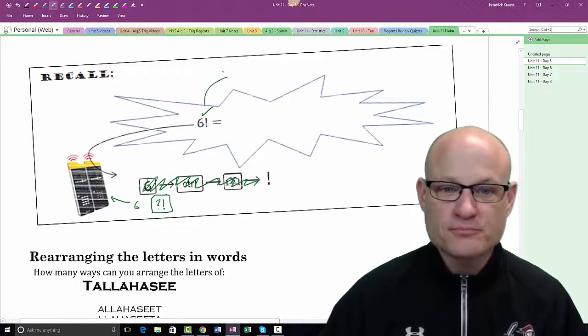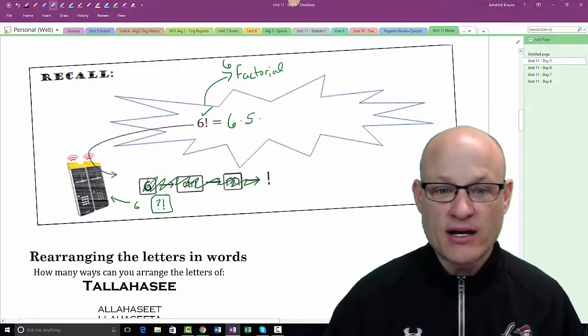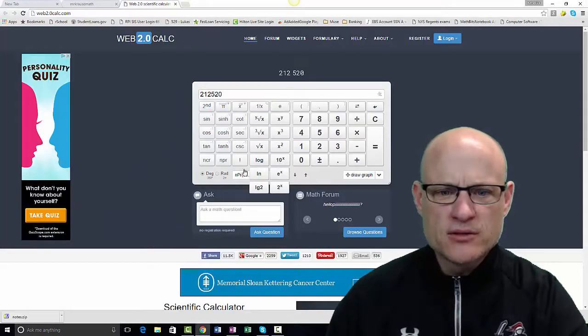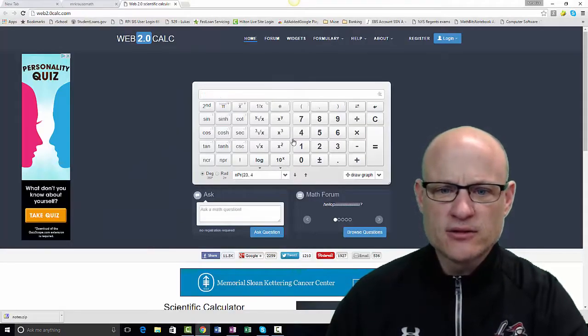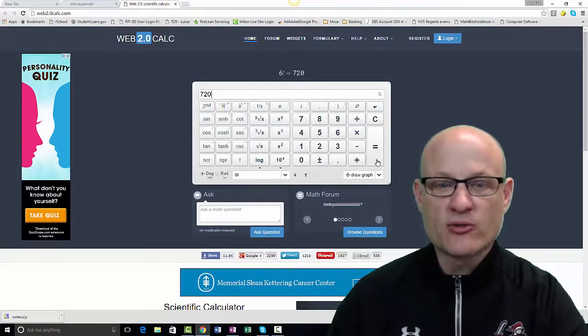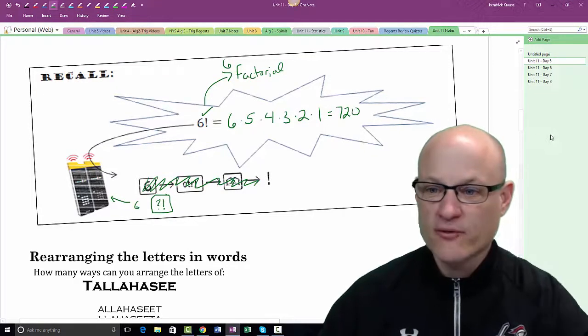So anyway, factorial. This is read 6 factorial. You probably already learned this. What it stands for is 6 times 5 times 4 times 3 times 2 times 1. Hopefully my scientific calculator works for that. I think I got it here. Clear. 6 factorial. Enter. 720. So yes, it does. All right, perfect.